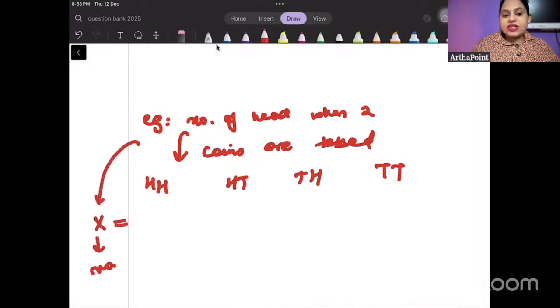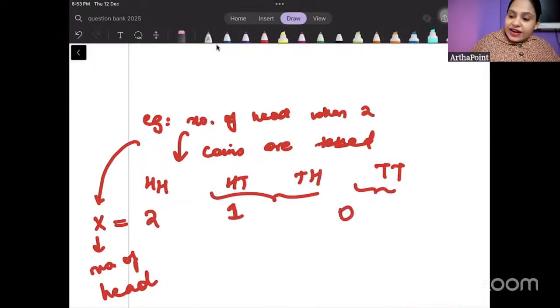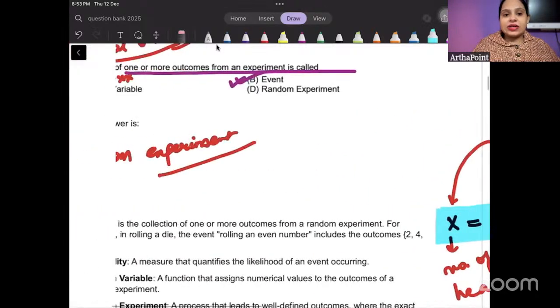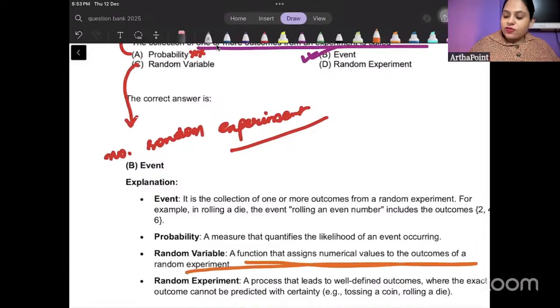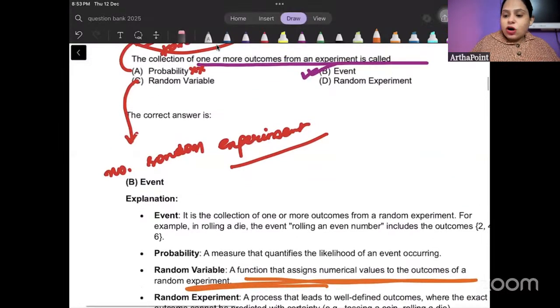X is representing number of head, and number of head can be 2, it can be 1, or it can be 0. तो random variable is assigning a number. Random variable एक number assign करता है. Random variable is assigning numerical values to outcome of random experiment. But यहाँ पे we are not assigning any numerical value. ये सीधा बोल रहा है, it's saying collection of one or more outcome. It is only saying collection of one or more outcome. It is not saying assigning any number. So C cannot be the right answer.